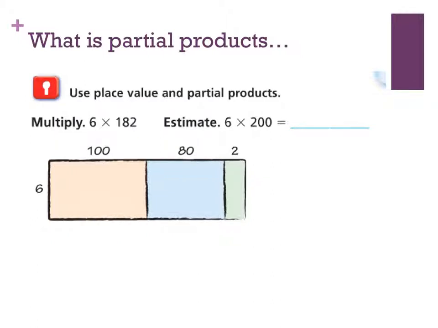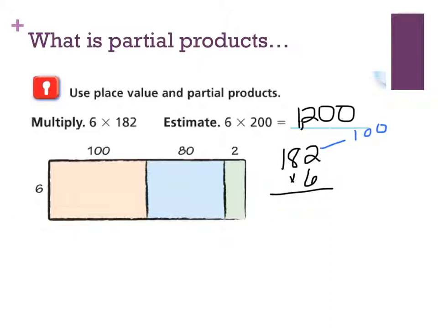Now that we have an estimate of 1,200, let's go ahead and try to use partial products to solve this problem. Using partial products, you set up your problem vertically. 182 will be written on top with 6 on the bottom. Thinking of the picture that you used when you solved an expanded form problem can help you figure out how to do partial products. Since 182 truly stands for 100, 8 tens are 80, and 2 ones, or 2, I can multiply 6 times each of those numbers and get my partial products.